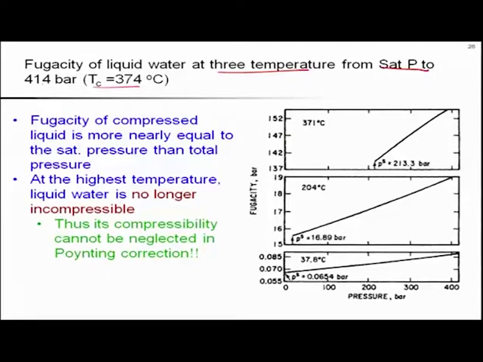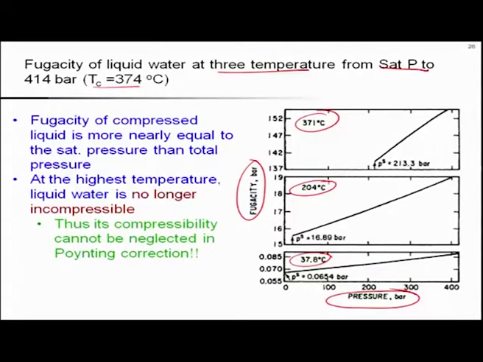So let us look at this here. This is the very high temperature, intermediate temperature, and low temperature. So we have fugacity here as a function of the pressure of the system. This point corresponds to the state of the liquid-vapor saturation at this particular temperature. At this temperature the Psat is 213.3 bar. At this temperature the Psat is 16.89 bar. At this temperature the Psat is close to 0.0654 bar, and what we are doing is keeping the temperature fixed and changing the pressure.